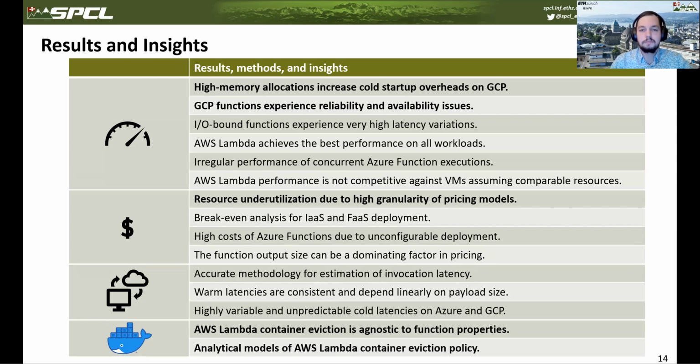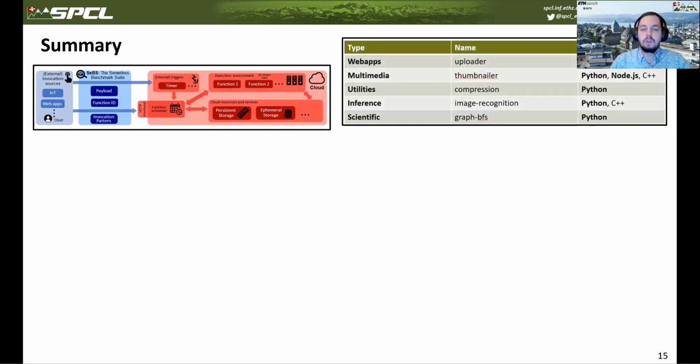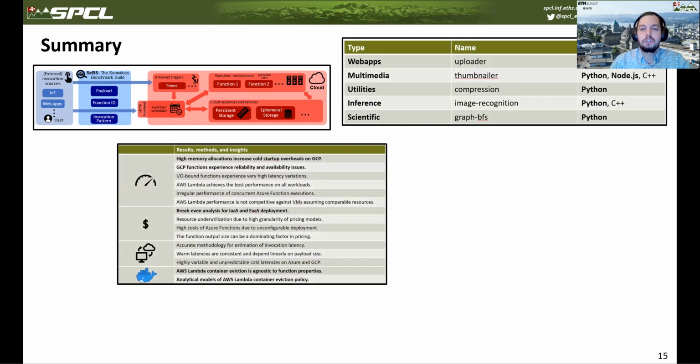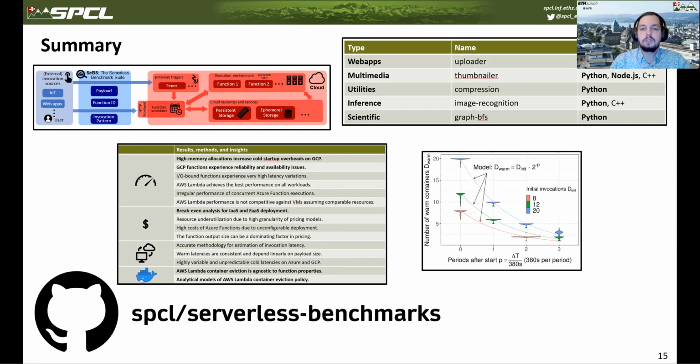To summarize, we present an abstract FaaS model and build a benchmarking suite on top of that. We show new interesting insights into the performance and cost of serverless systems and derive performance models. Our benchmarking suite is available as open source on GitHub. We will welcome any feedback, feature requests, and pull requests.